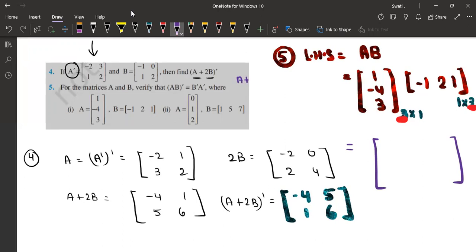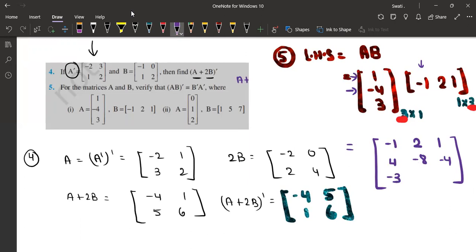Okay, so now let's find out A into B. How will you find out A into B? You have to take the first row and multiply with the first column. So 1 times -1 is -1. Now first row and second column: 1 times 2 is 2. First row and third column: 1 times 1 is 1. Now second row, first column: -4 times -1 is 4. Now -4 times 2 is -8. Now -4 times 1 is -4. Now for this, 3 times -1 is -3.